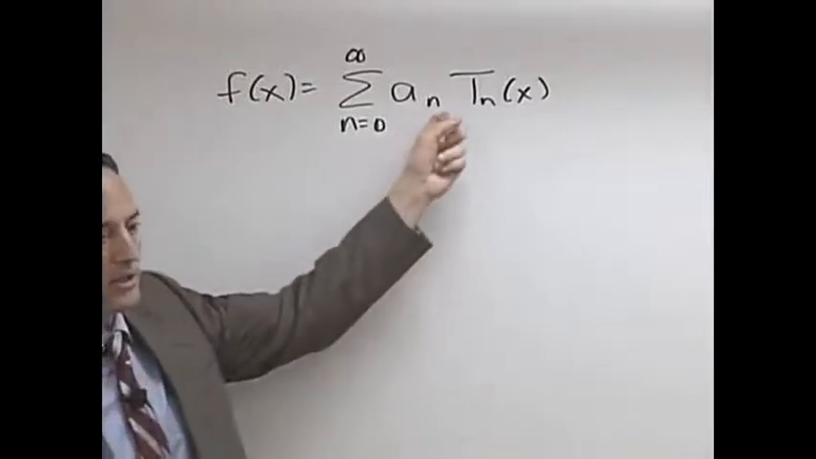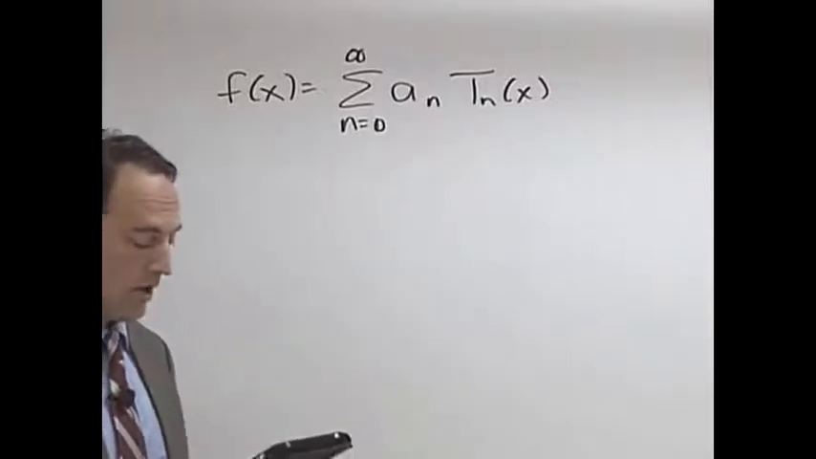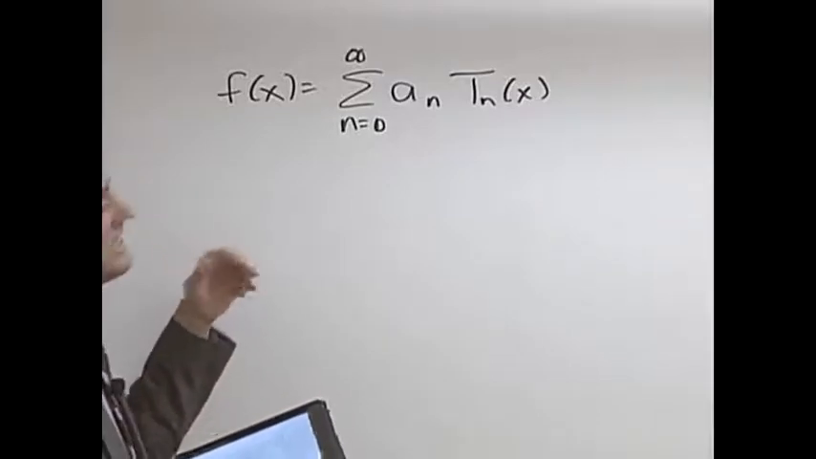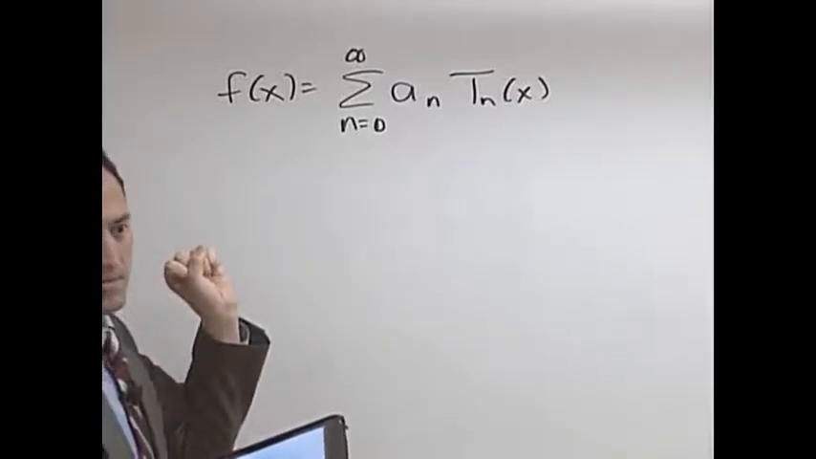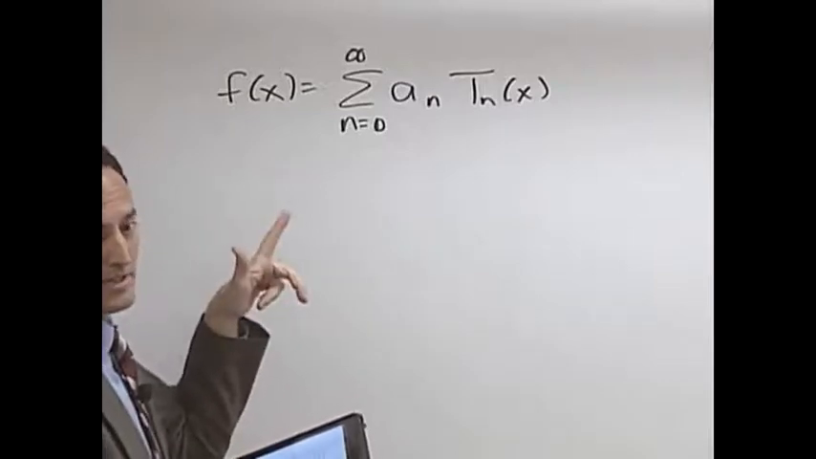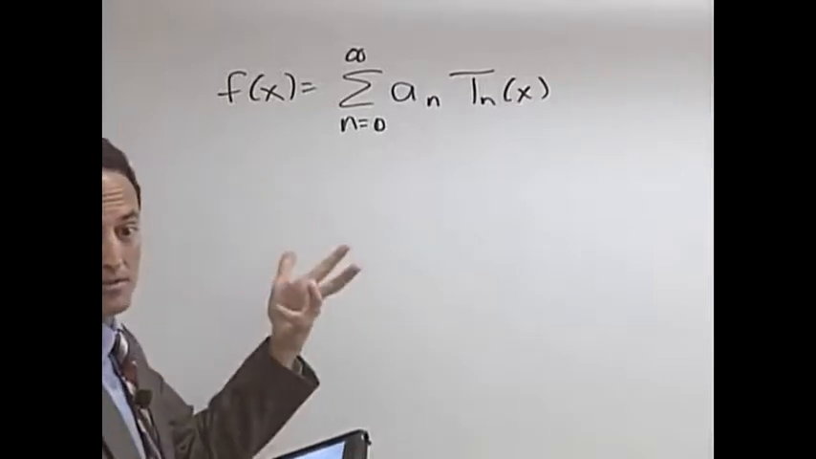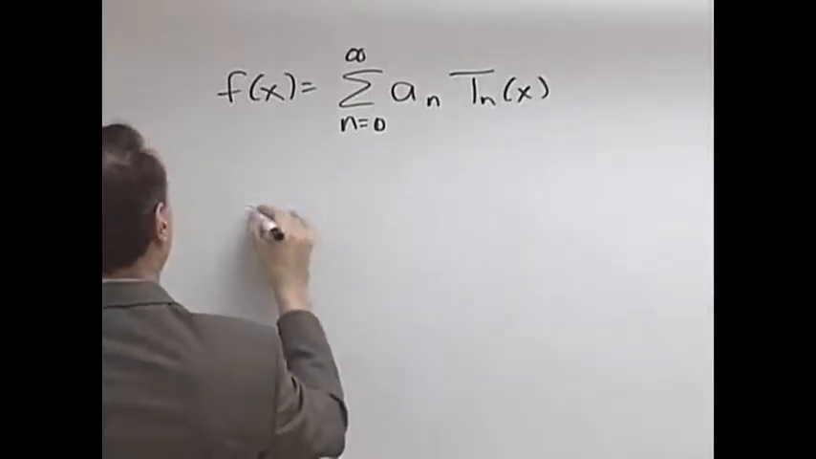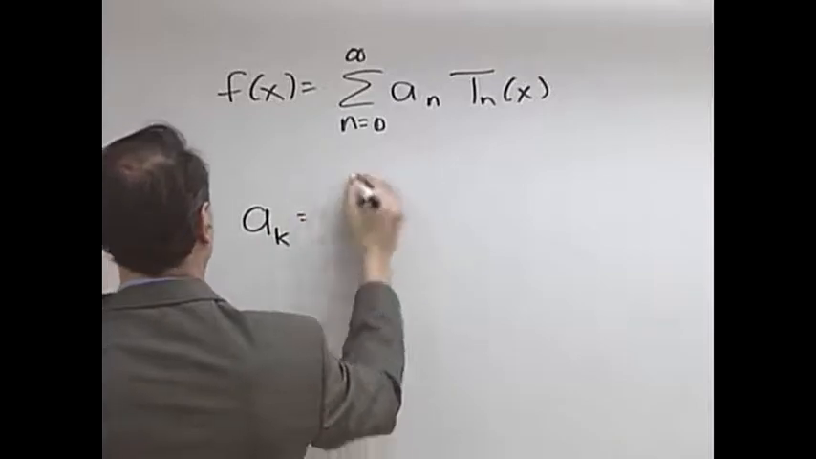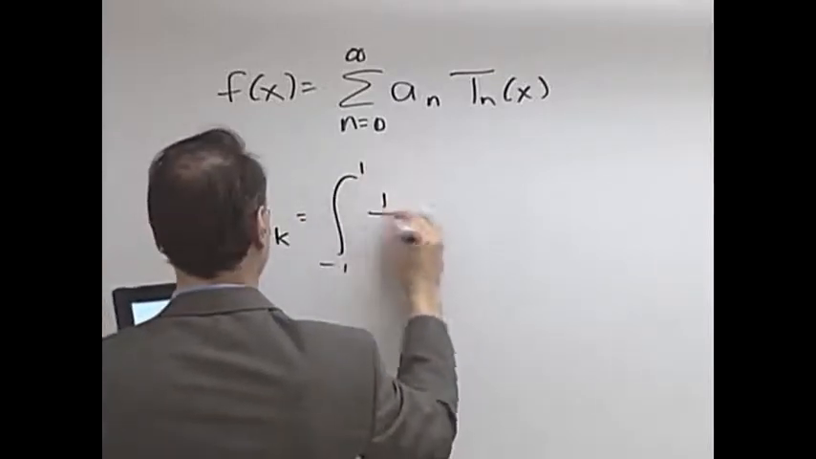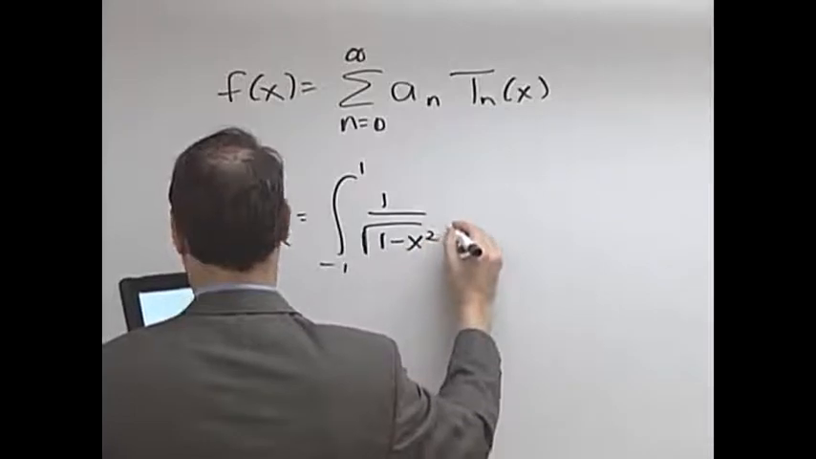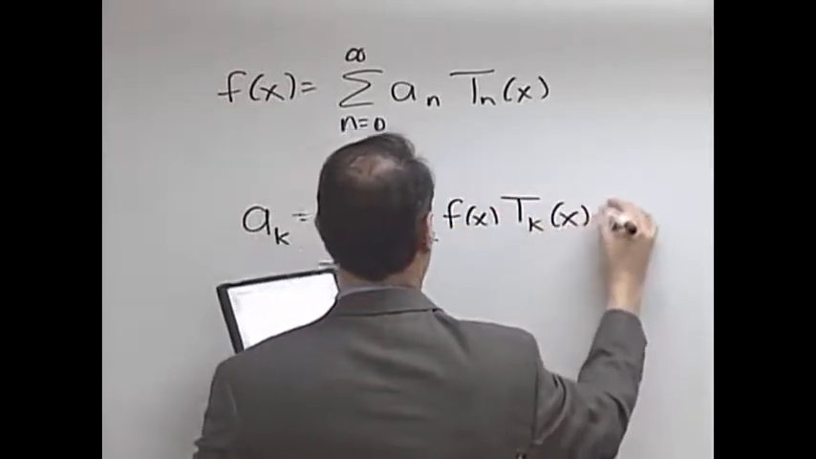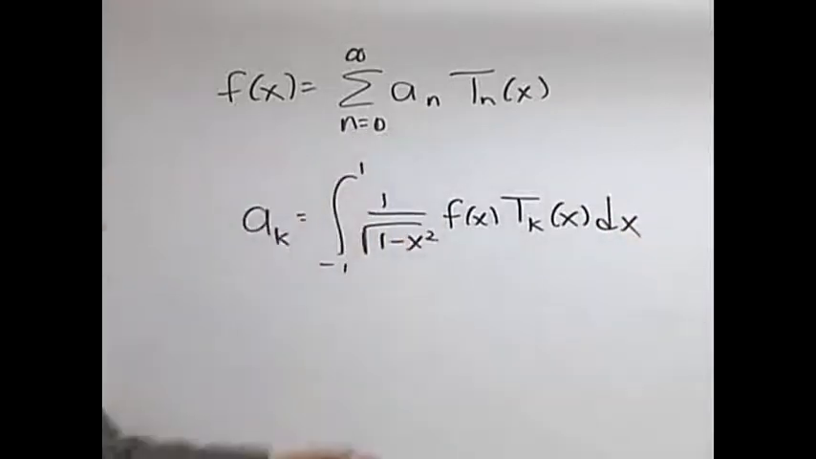And the question is, how do I calculate the coefficients? Well, to calculate coefficients, what you do is you multiply both sides by T_m(x) and 1 over the square root of 1 minus x squared, and then take the inner product. And we're going to use orthogonality. And if you use the orthogonality conditions that I wrote over there, you find that a_k are equal to the integral from negative 1 to 1, there it is. So you project.